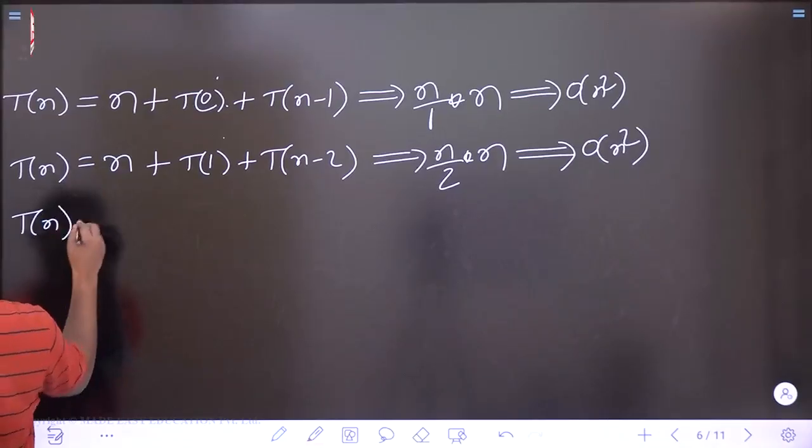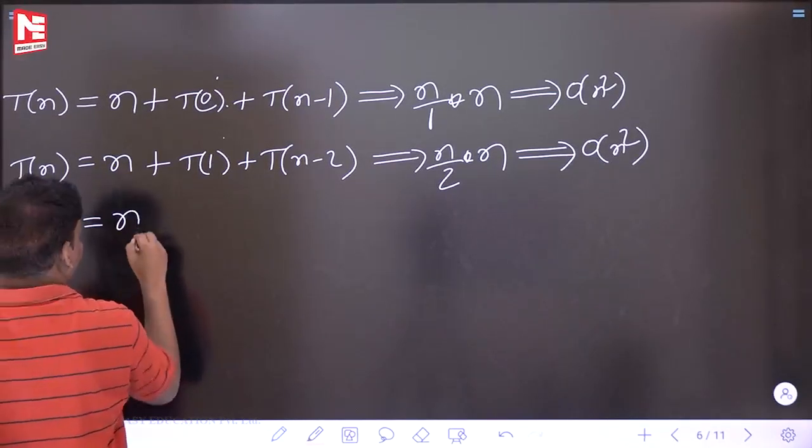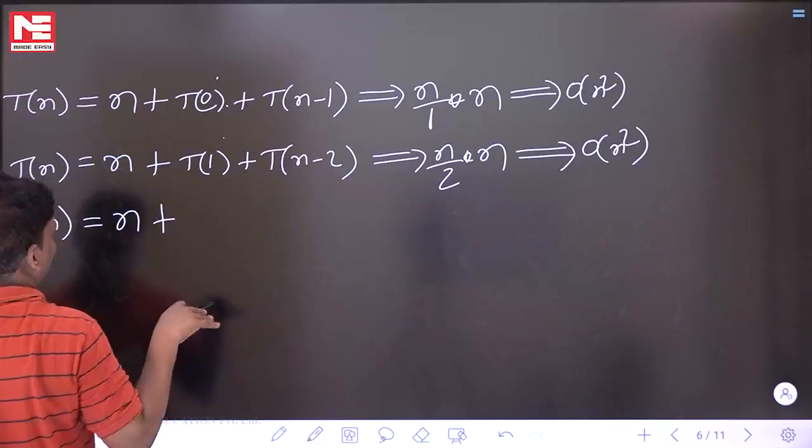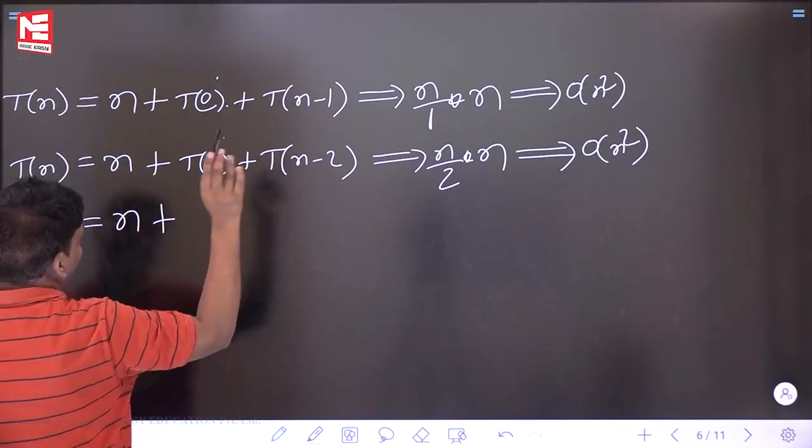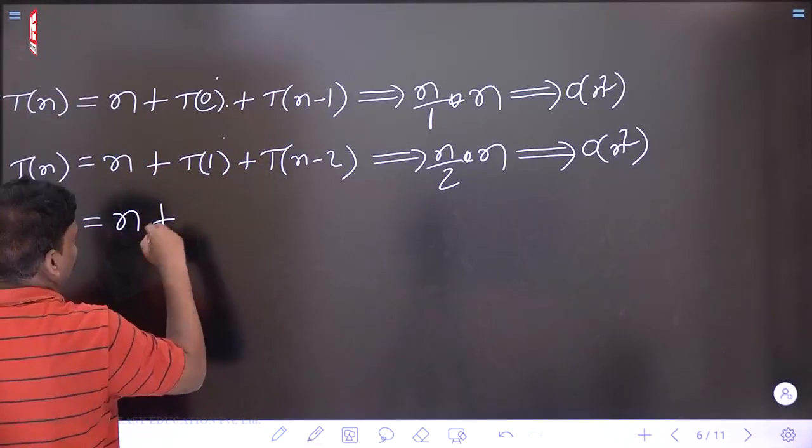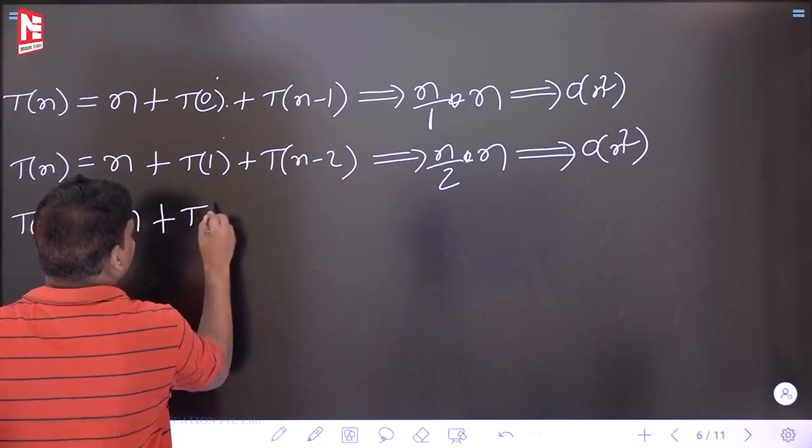Time complexity of the quicksort, T(n), is equal to applying partition, n, because if you are unlucky, right? Partition algorithm is over, meaning 1 element is out, remaining n minus 1. Out of those n minus 1, right? Try to remember this one.